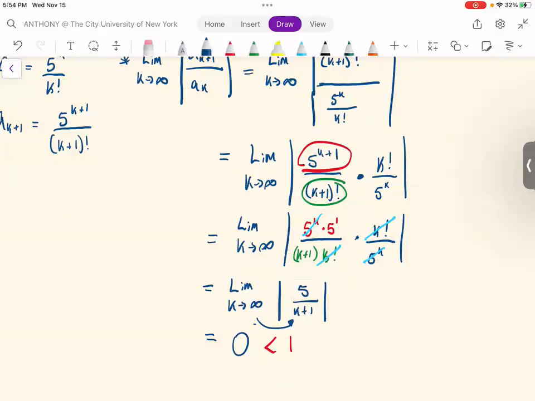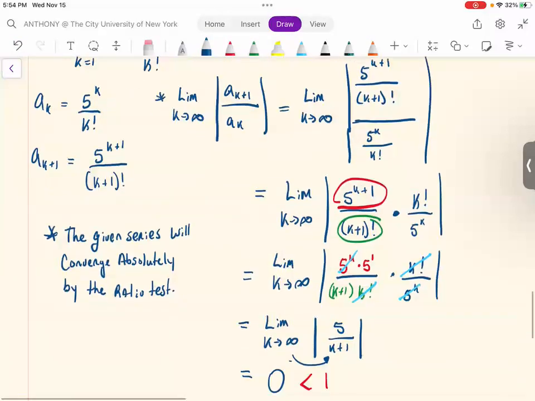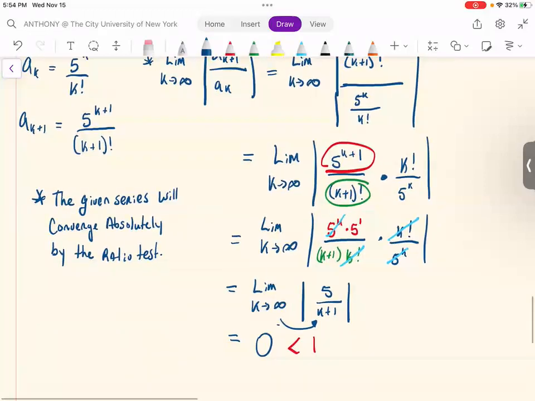And we just have to write that statement. We say that the given series will converge absolutely by the ratio test. And we're done. That would be the solution to example 1.